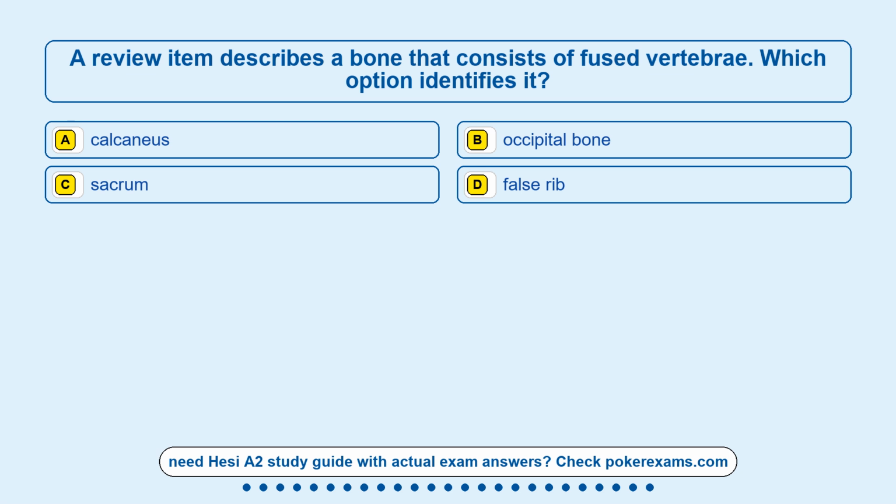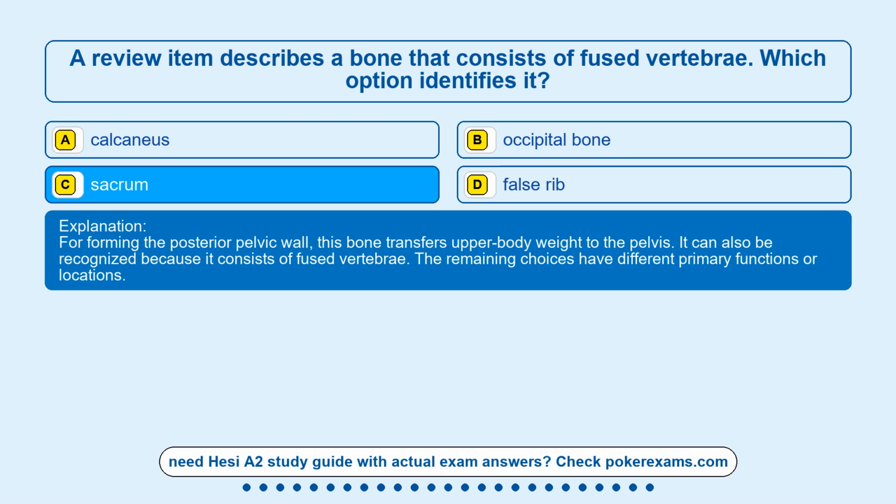Question 5. A review item describes a bone that consists of fused vertebrae. Which option identifies it? Option A, calcaneus. Option B, occipital bone. Option C, sacrum. Option D, false rib. The correct answer is option C, sacrum.